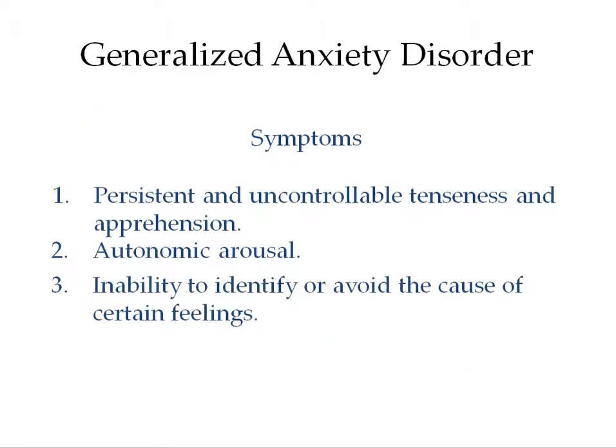Symptoms of generalized anxiety disorder are persistent and uncontrollable tenseness and apprehension, autonomic arousal, and inability to identify and avoid the cause of anxiety. Autonomic arousal is something that you should be familiar with at this point. It means increased heart rate and respiration. Possibly sweaty palms and shakiness are present. Okay? Fight or flight. An important thing to remember is you can't pinpoint the thing that makes you anxious with generalized anxiety disorder. You are just anxious in general. So it can be hard to treat because of that.